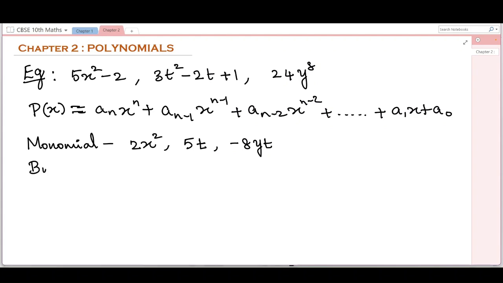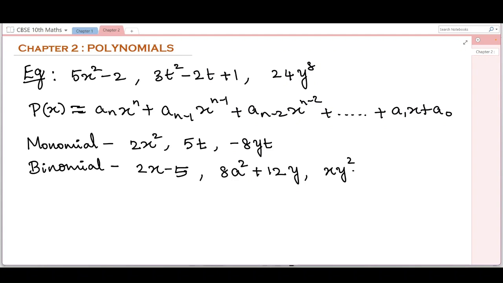The second one is binomial. If your polynomial consists of two terms, then we call that to be binomial. Examples for that are 2x minus 5, 8a power 2 plus 12y, x y square plus 3x. So in all these polynomials we have only two terms involved. Therefore all these are considered to be binomials.